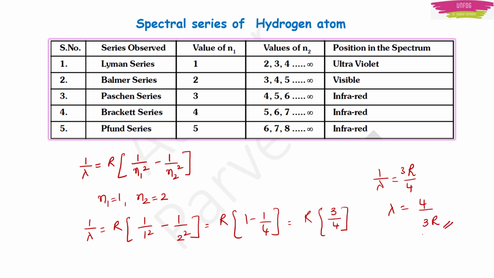Okay, this is how you can find the wavelength for a particular series if you just know the value of N1 and N2. Okay, you take it as an assignment, you do it for Balmer series, Paschen series, Brackett series and Pfund series also. Okay.